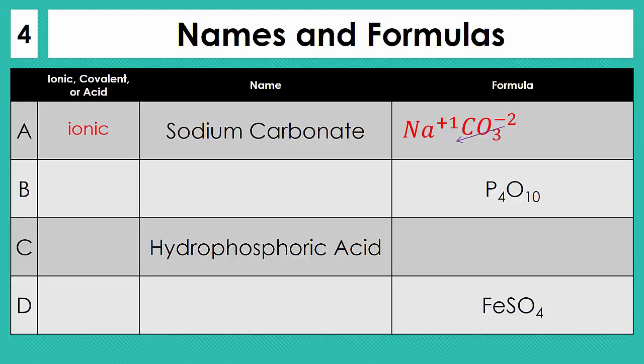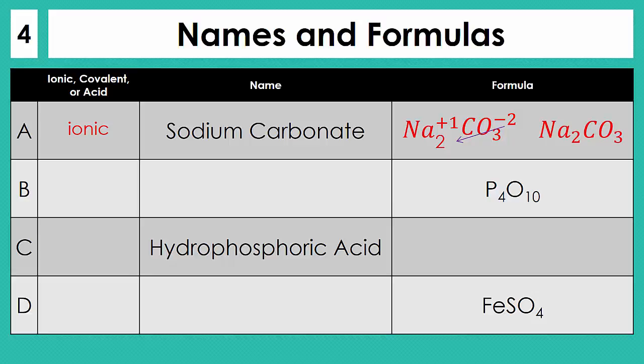A quick way to do that, I can take that 2 and bring it down after the sodium. And I could bring that 1 down after the carbonate, but it's unnecessary to bring a 1 down. So this gives me 2 sodiums, each of which is +1. So a total positive charge of +2. That will balance out the charge on the carbonate, which is -2. So my correct formula is Na2CO3.